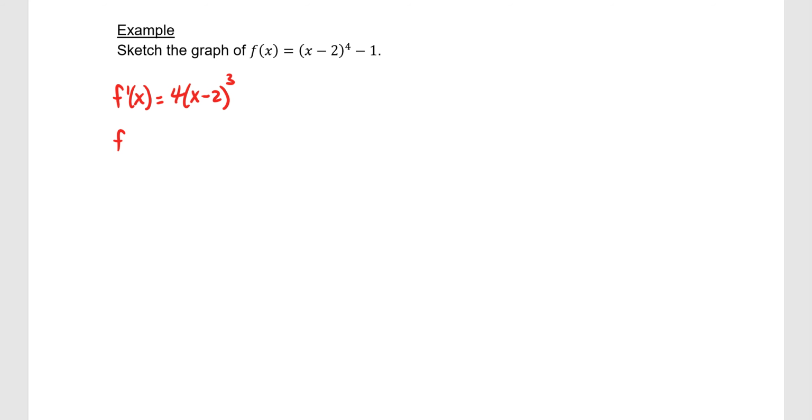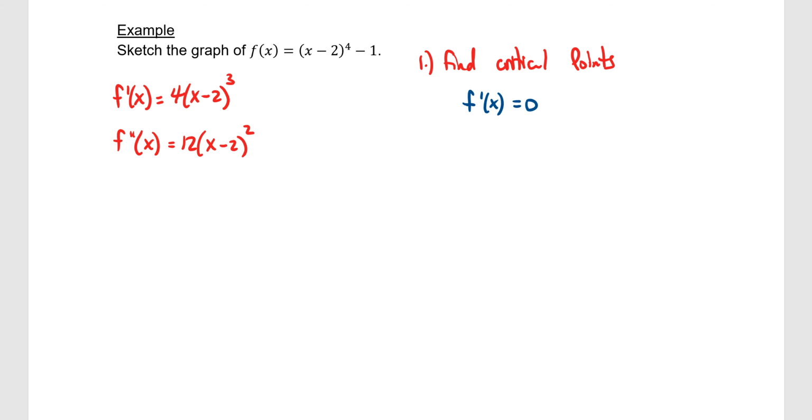Second derivative, we have 12 times (x minus 2) squared times the derivative of the inside, which is 1 once again. So let's go ahead and find some critical points. So finding the critical points, we take the derivative and we set it equal to 0. And that's going to be 4 times (x minus 2) cubed equals 0. Divide both sides by 4. We get (x minus 2) cubed equals 0. Take the cube root of both sides. The cube root of 0 is just 0. Add 2 to both sides, we get x equals 2.